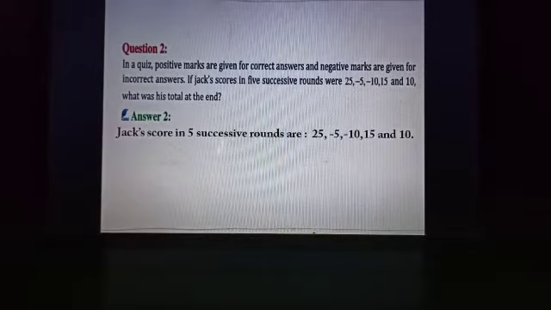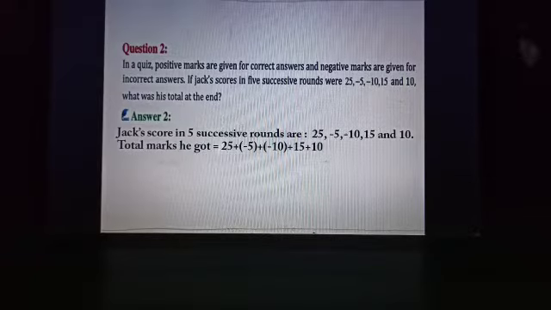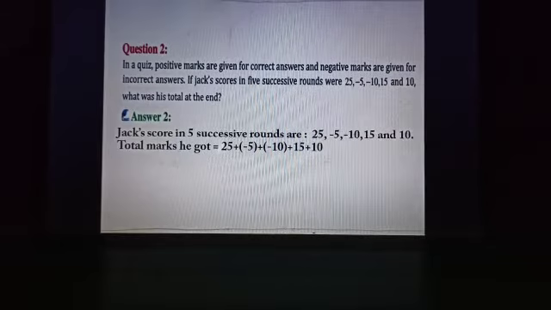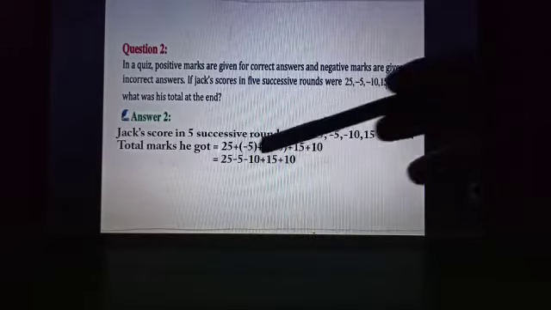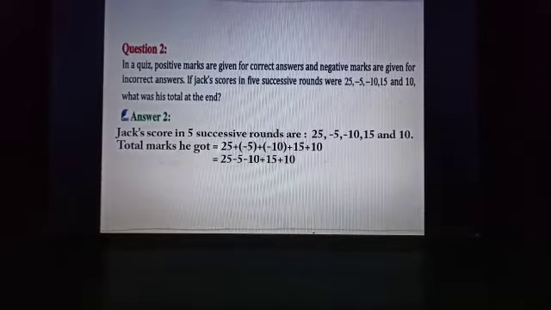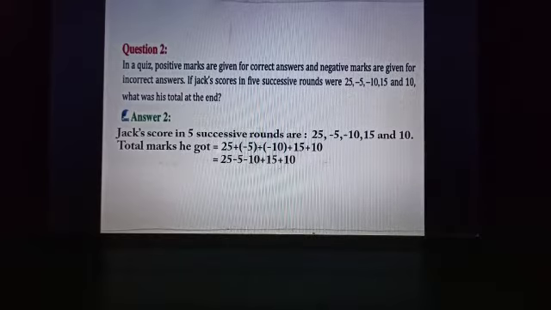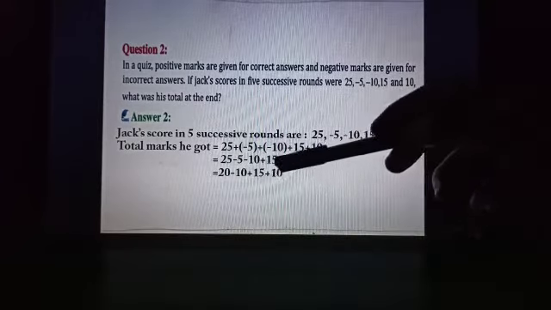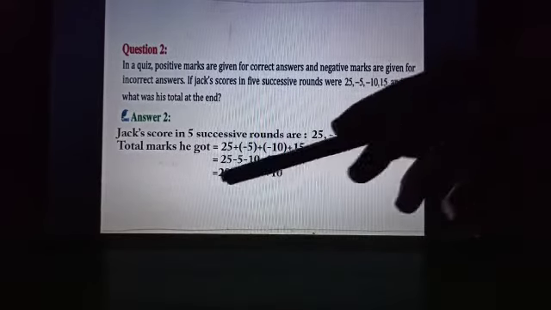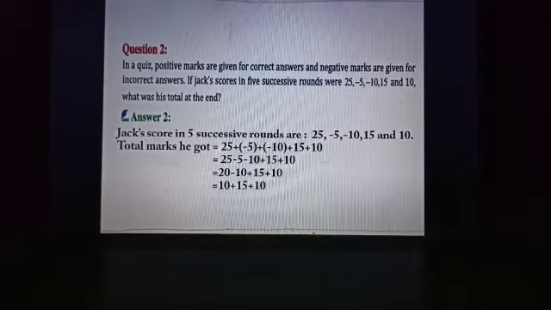Now as you can see, Jack's scores in 5 successive rounds are 25, minus 5, minus 10, 15 and 10, and we need the total marks he got. So for that we have to add all the marks he got in each round. Now 25 plus minus 5 is minus 5, again plus minus is minus 10, plus 15 plus 10. Now 25 minus 5 will give you 20, then the same minus 10 plus 15 plus 10. Now 20 minus 10 in the next step will give you 10, then plus 15, then plus 10.